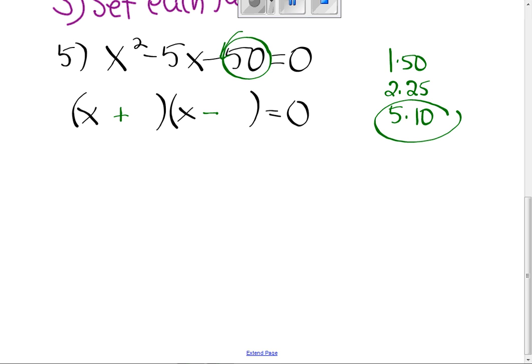Okay, so which is with the negative sign, the 5 or the 10? Joe? Plus 5. Which is with the negative sign? I want a negative 5.